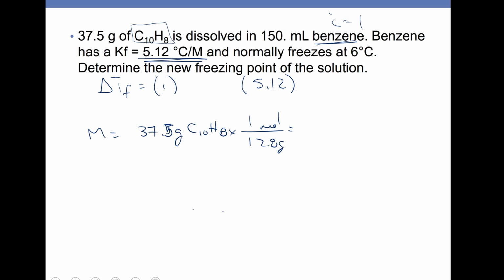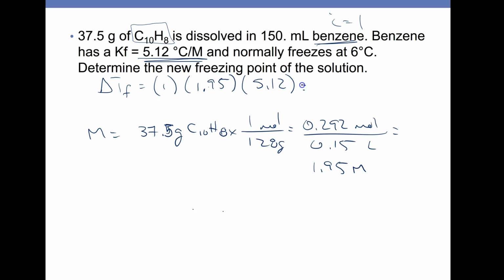So when I divide out the moles, I have 0.292. Divide by the liters, and my molarity is 1.95. Put it into the equation and solve, and you get a change in the freezing point of 10 degrees. So the new freezing point is based on the old freezing point of 6, and subtract the change means it will now freeze at -4.